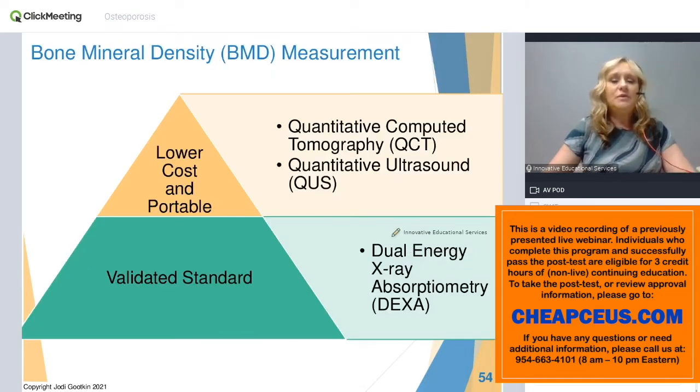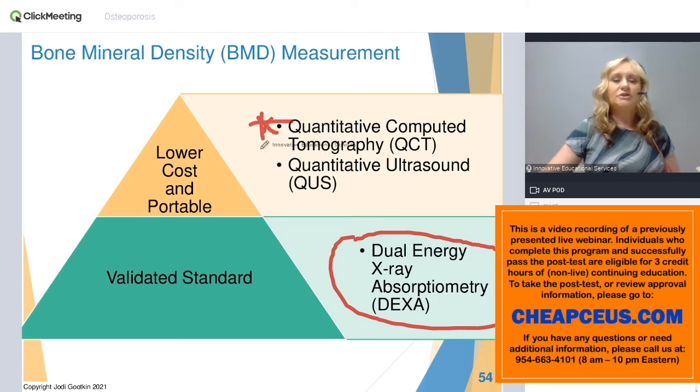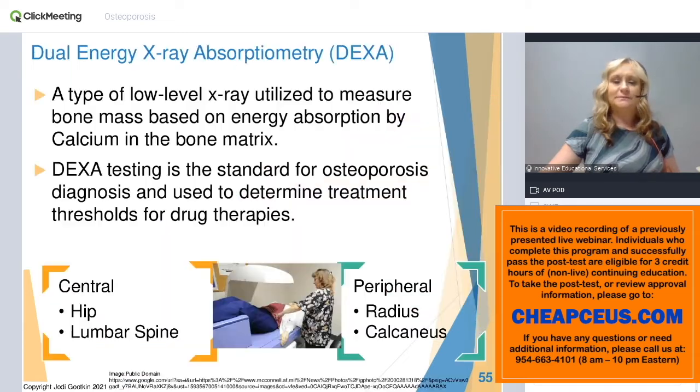The main type, the gold standard, is going to be our DEXA scan. This is written as DEXA, dual energy X-ray absorptiometry, or DXA, you might see also. And then there's the development of some less expensive, more portable measures with ultrasound and CT scanning that we'll look at.